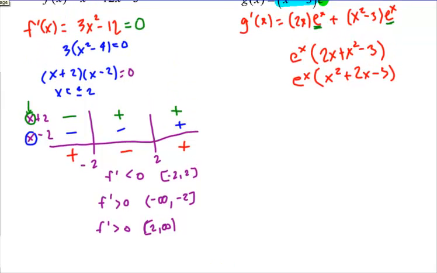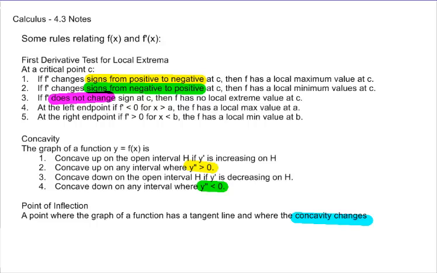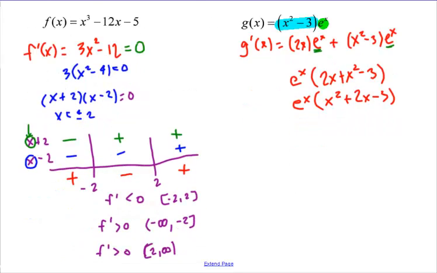Well, go back to your previous page. When signs go from positive to negative, we have a local max. Well, look at our problem here. We're going to go from positive to negative. We have a local max. Our graph is doing something like this. We're going, let's see here. We're doing something like this.